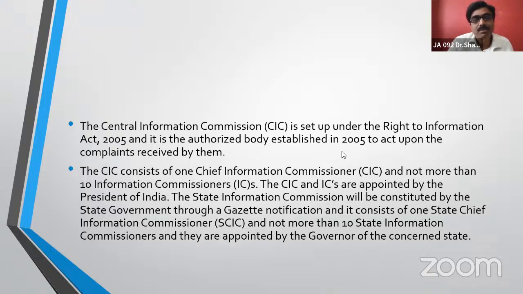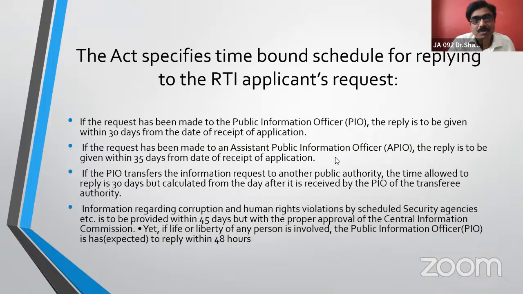So how will the appointment be done? Who is the appellate authority in the state? The appellate authority in the state is the State Information Commissioner. He is the state appellate authority. So if we feel that a certain kind of information is not provided, you can file your complaint to the State Information Commissioner.